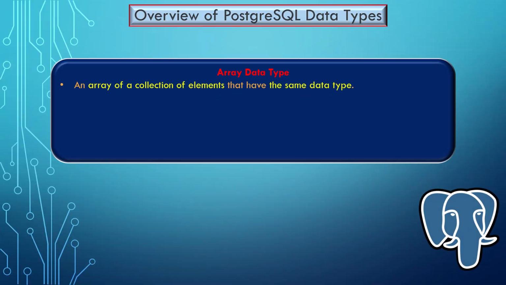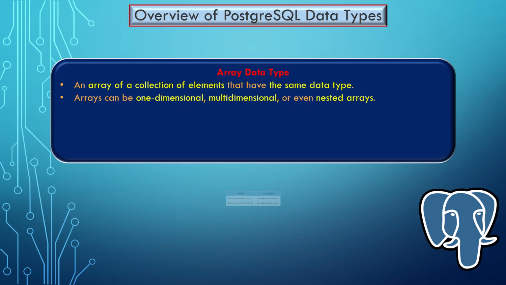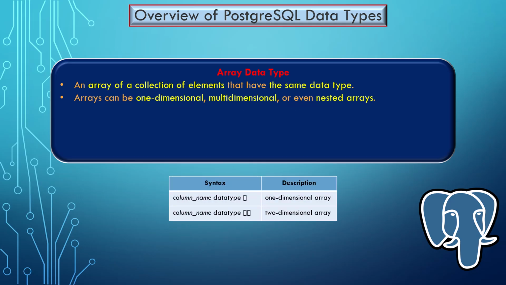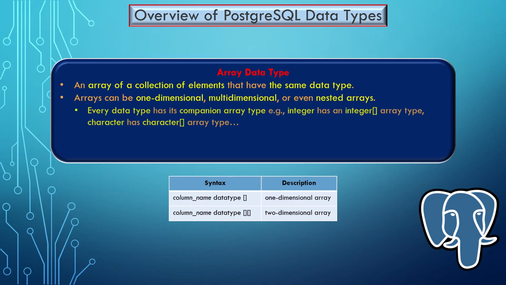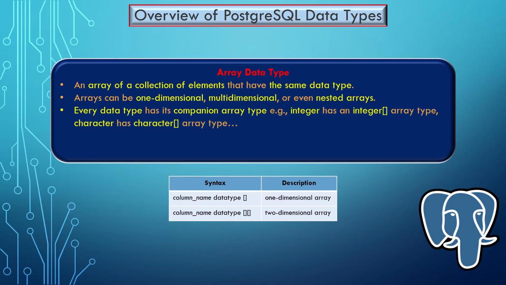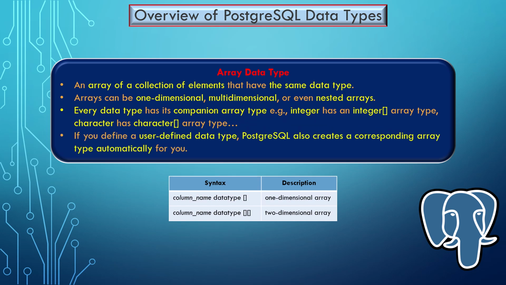Array data type is a collection of elements that have the same data type. Arrays can be one-dimensional, multi-dimensional, or even nested arrays. Every data type has its companion array type. For example, integer has an integer array type, and character has a character array type. If you define a user-defined data type, PostgreSQL also creates a corresponding array type automatically for you.